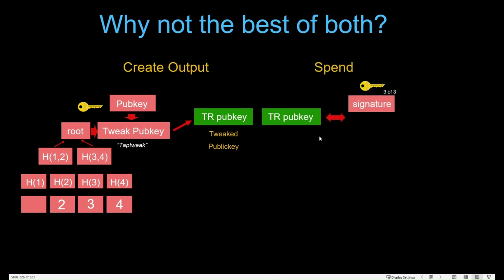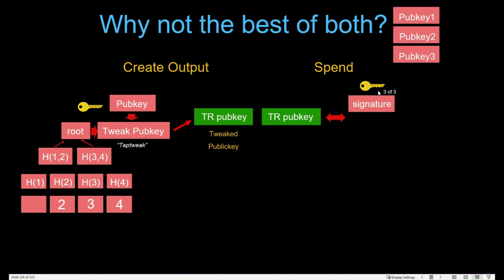So in order to spend from a tweaked public key, we have two options, right? We can pay with just this public key, which you may be wondering, how the heck do you do that? Because this public key isn't on chain. It's a tweaked public key. It's a public key combined with this root. Nobody knows that. All anyone can see on chain is just a plain Jane public key.